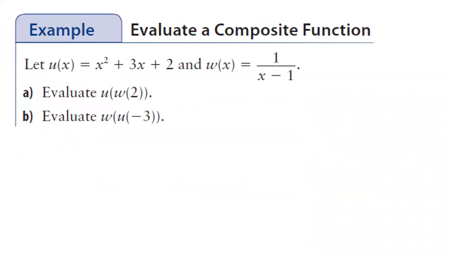All right, so let's have a look at another example question. Evaluate a composite function. Let u(x) be x squared plus 3x plus 2, and w(x) equals the reciprocal of x minus 1. First question is to evaluate u of w of 2. Next, evaluate w of u of minus 3. Okay, I'll give you 10 minutes to think about this question, and after that, we'll have a look at the solutions together.